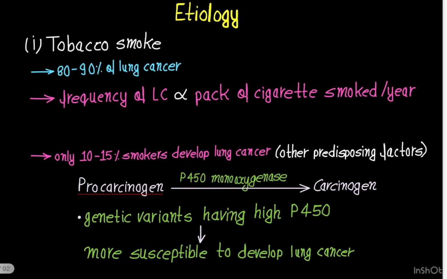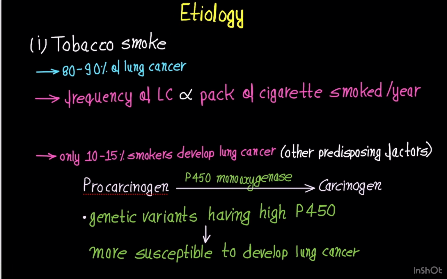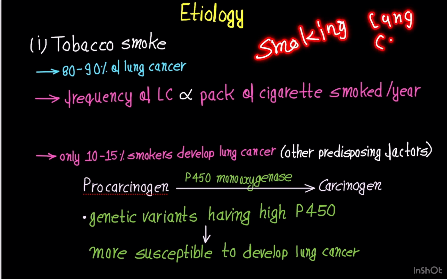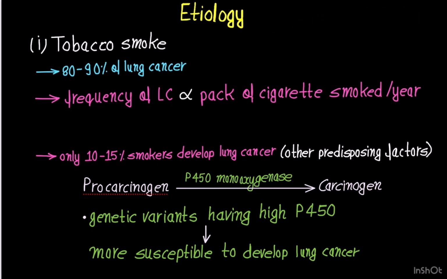Coming to the etiology of lung cancer, the most important etiology is tobacco smoke. Around 80 to 90% of lung cancers are associated with smoking somehow. And there is a linear relationship between smoking and lung cancer, as the frequency of lung cancer is directly proportional to packs of cigarettes smoked per year.